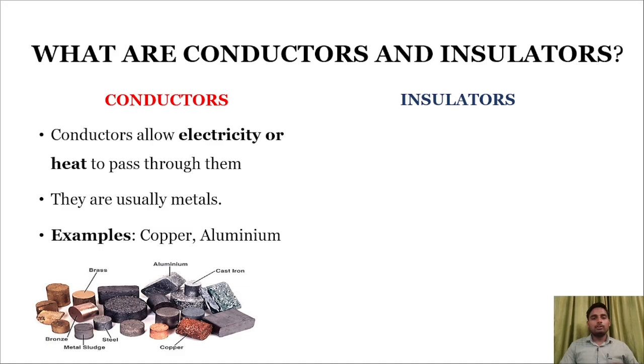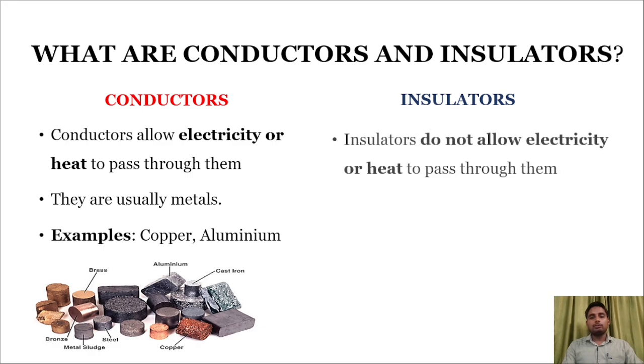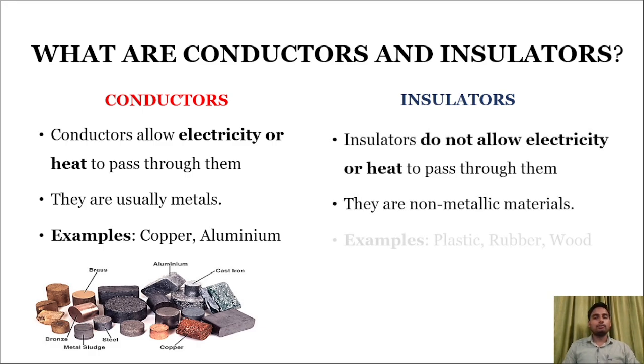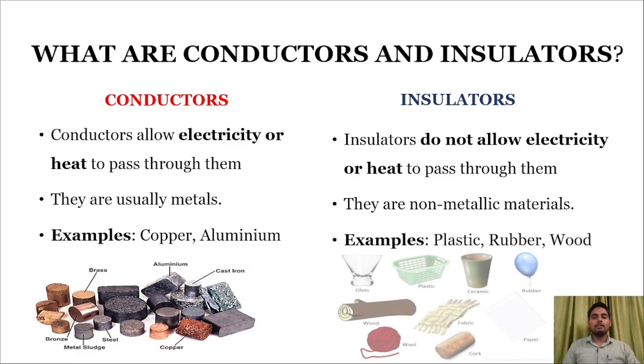Now we talk about insulators. They are the opposite of conductors. Conductors allow electricity or heat to pass through them, so insulators do not allow electricity or heat to pass through them. They are generally non-metals. Examples are plastic, rubber, and wood. Okay, so this is the basic difference between an insulator and a conductor.